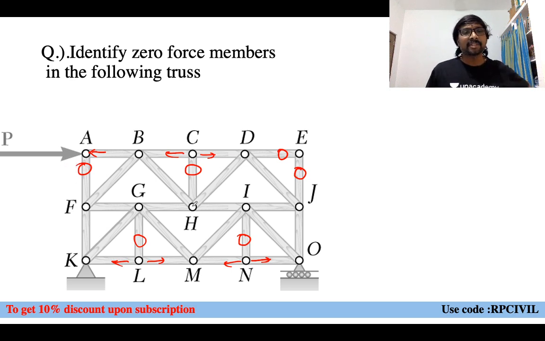So can we make force in these members 0? No. These members may not be 0. These are the 0 force members we can identify. So which members can we say? You can identify like this, right? AF, CH, DE, EJ, IN and GL. These are the 0 force members we can say.